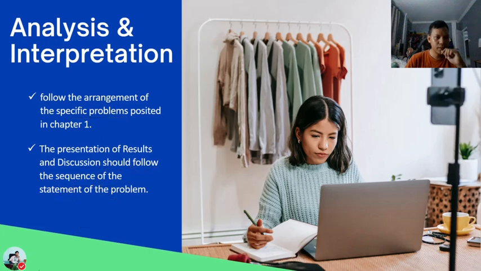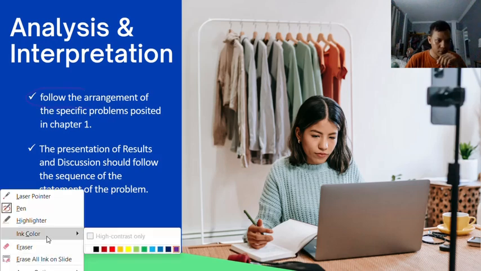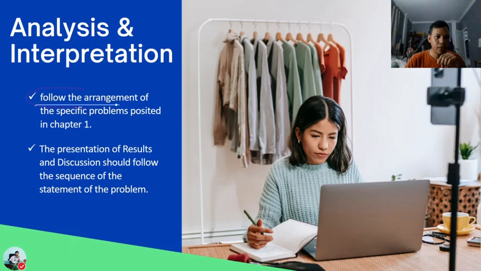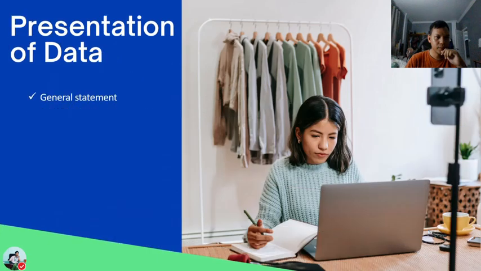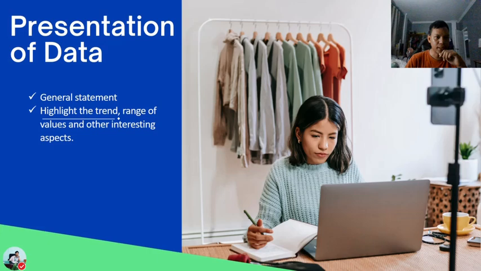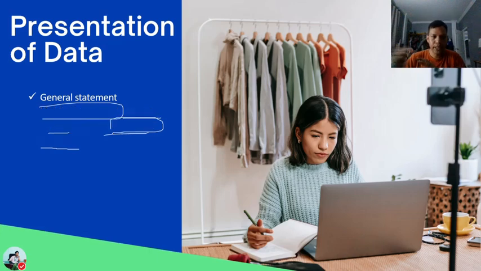You can see here, follow the arrangement. What else? Highlight the trend, ranges of values, and other interesting aspects. And one of the most interesting aspects is the highest and the lowest weighted mean. I think that's all for the discussion of chapter 2 with sample.